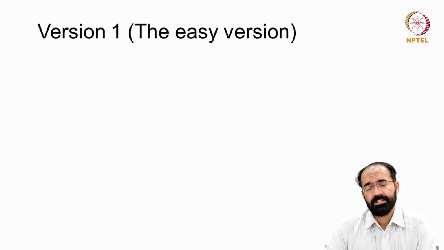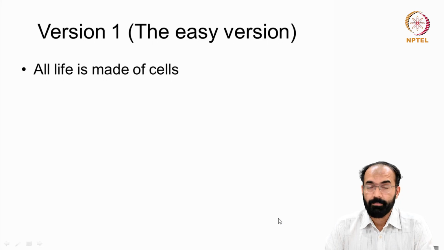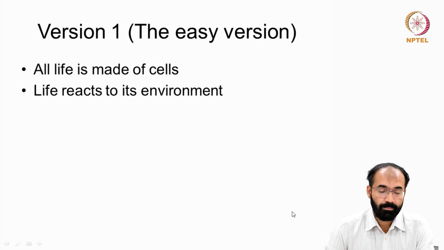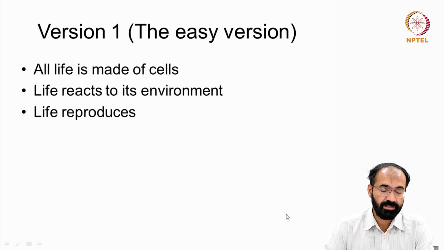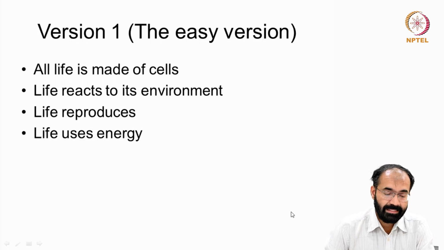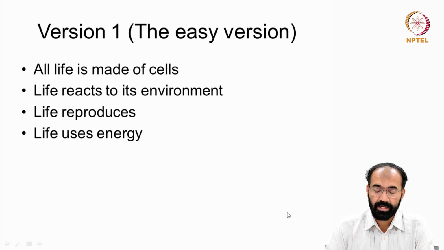Version 1, which is an easier version and easy for us to understand: point number 1, all life forms are made of cells. Point number 2, life reacts to its environment, which is also very valid. Point number 3, life reproduces. Then life uses energy, because any form of life needs an energy source. It can be chemical energy or light energy. It needs some form of energy to sustain itself.